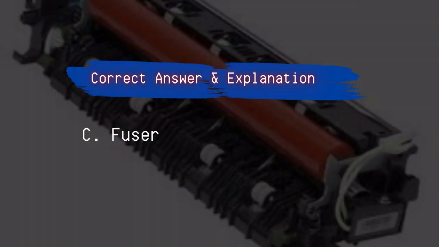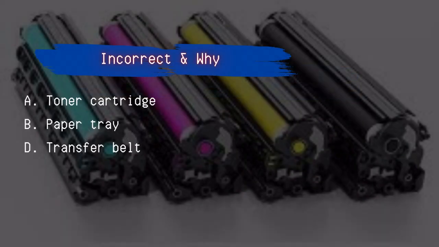Correct answer: C, fuser. Now, the fuser heats the toner so it adheres to the paper. A faulty fuser would cause text to rub off. Incorrect answers: A, toner cartridge. Now, a cartridge issue would cause faded or incomplete prints, not adherence problems. B, the paper tray. Now, the tray affects paper feeding, not text adherence. And D, transfer belt. Now, a transfer belt issue would affect image placement, not adherence.